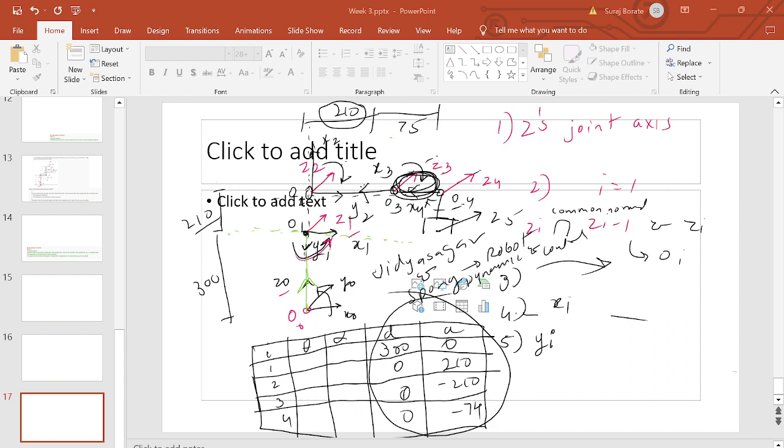Sir, just as a thought experiment, suppose there were theta 1, theta 2, and theta 3 in three axes, and we had to reach a point in which all the arms are of equal length. How could it possibly be, sir? Would that be infinite solutions, or something else?